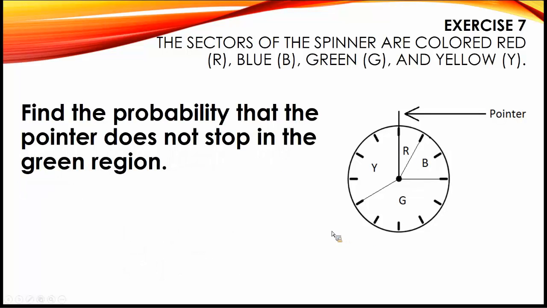Find the probability that the pointer does not stop in the green region. So we want all the regions except the green region. So we're going to take 1 minus the 5/12 of green, which equals 7/12. So the probability that the pointer does not stop on green is 7/12.